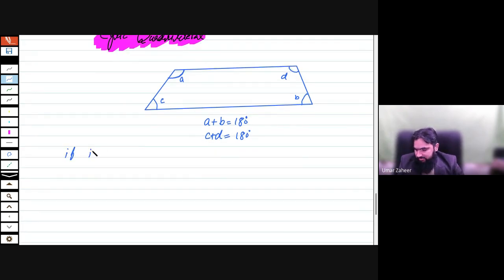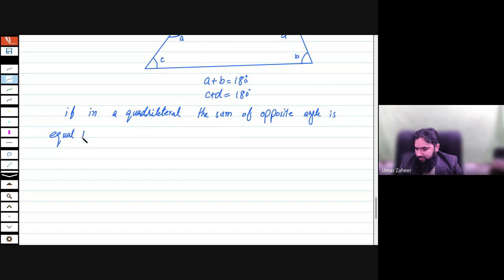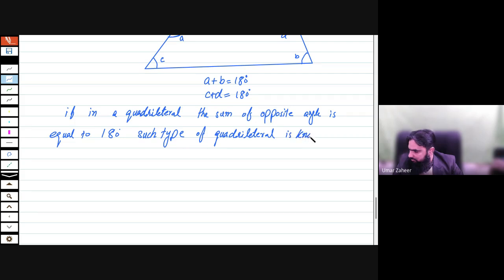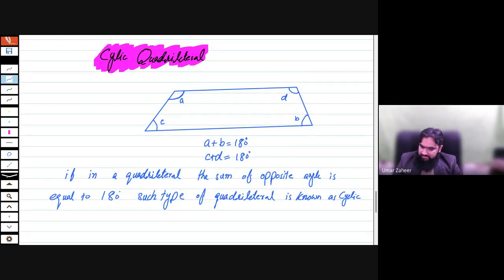If in a quadrilateral the sum of opposite angles is equal to 180 degrees, such type of quadrilateral is known as cyclic. Yes, everyone, is it clear? Yes, sir.